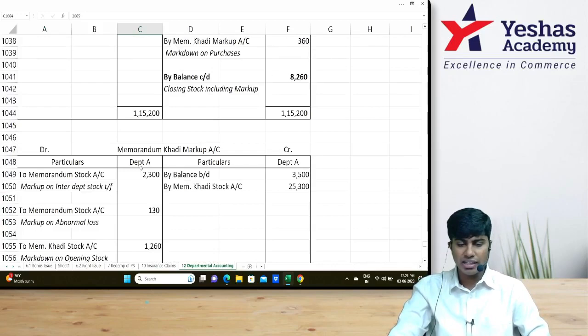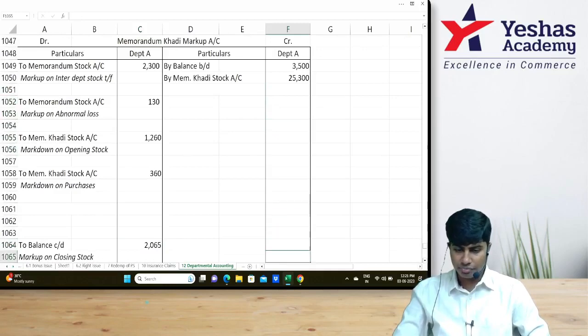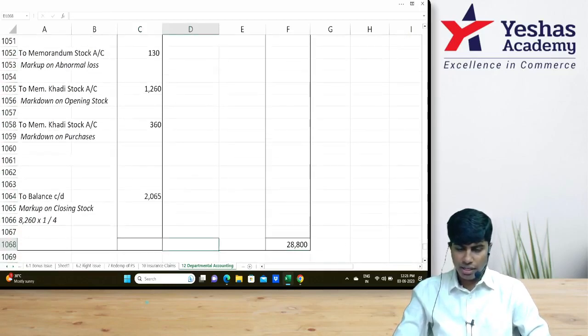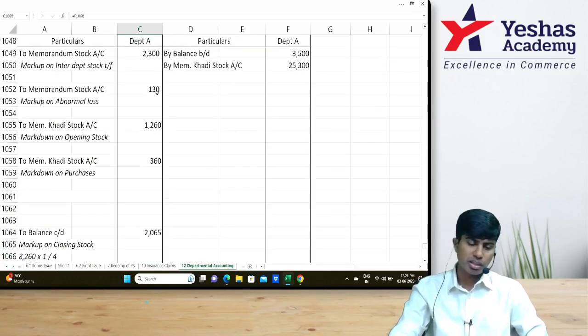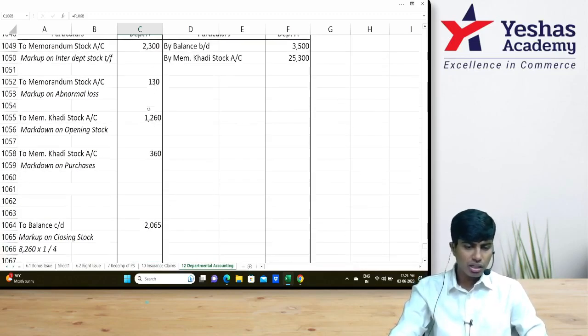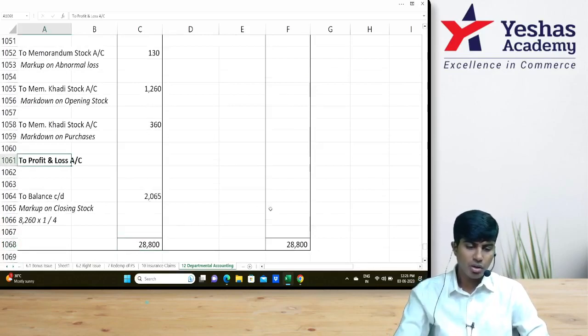So this ledger is tallied. Here you will find the profit. The 25,300 plus 3,500 is 28,800. 28,800, deduct this: 2,300 plus 130, 2,430, plus 1,260 plus 360 plus 2,065. Deducted. What we get is profit.